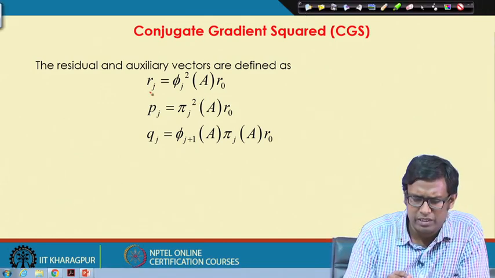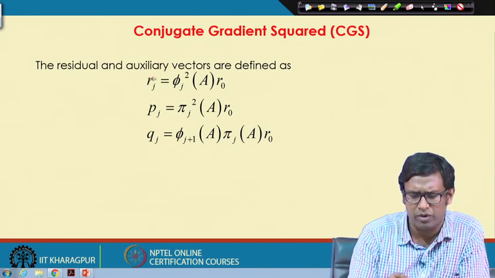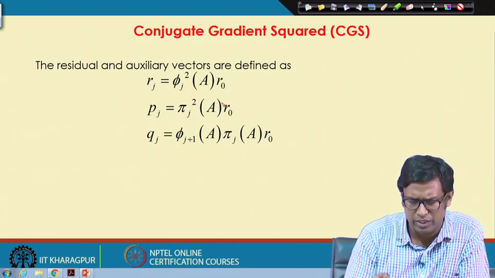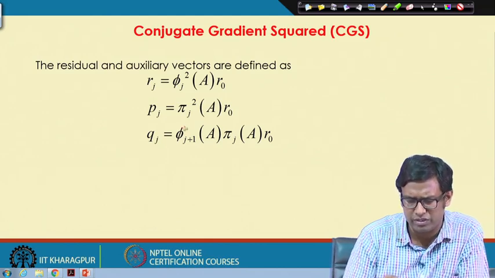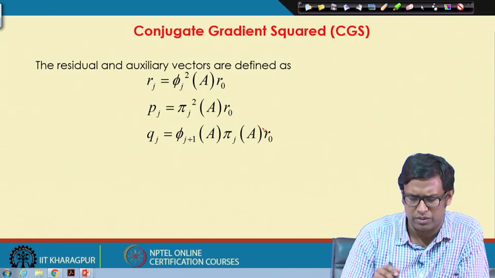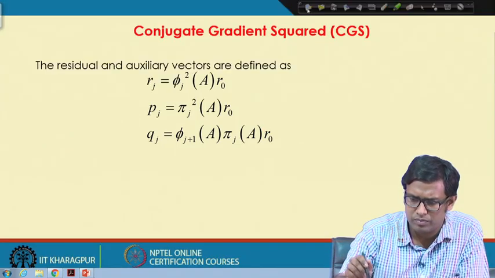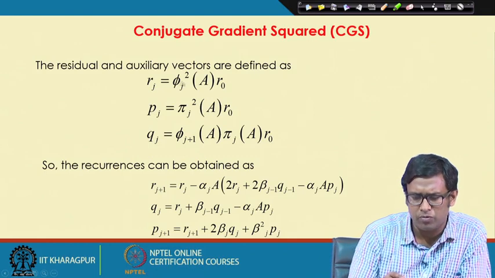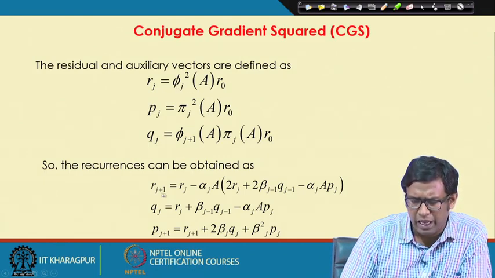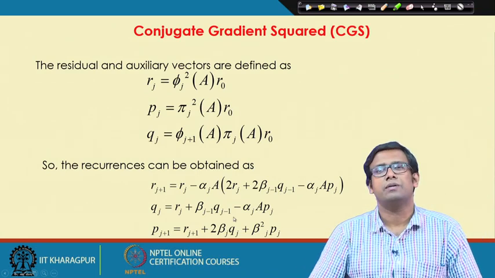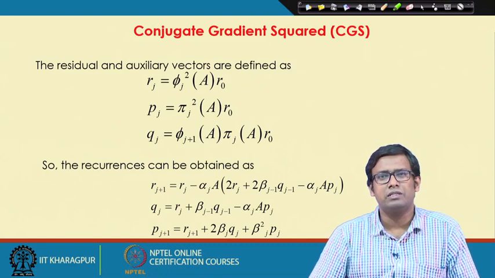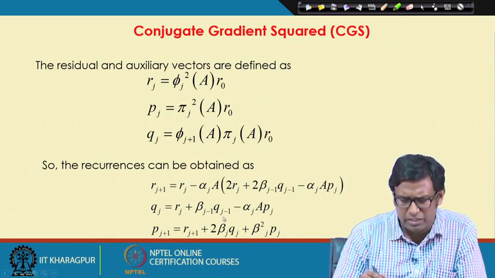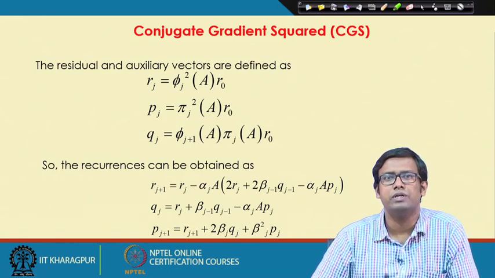The auxiliary vectors are defined as Rj. Now, in the conjugate gradient square method, auxiliary vectors are defined as residual and auxiliary vector: Rj is equal to pi j square A R0, Pj is equal to pi j square A R0, and I define another vector Qj, which is phi j plus 1 A pi j A R0. So, the recurrences can be obtained in terms of R, P and Q, and we can write nice recurrence relations in terms of R, Q and P. So, we develop the recurrence relations for the polynomials, express the residue and auxiliary vectors in terms of polynomials, and now we obtained a set of recurrence relations for R j plus 1, Q j and P j plus 1.